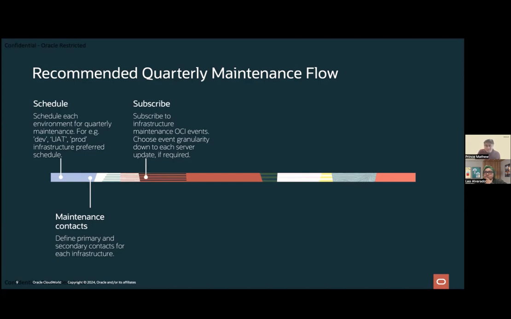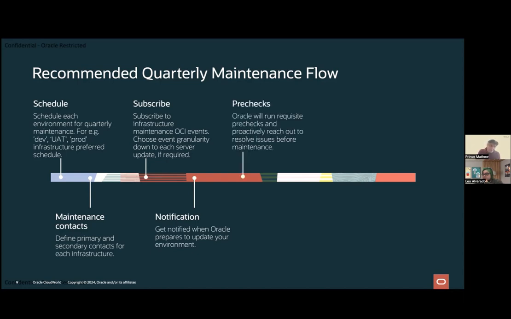This is through the OCI's events framework, which you can subscribe to for any cloud managed resource, which includes your Exadata infrastructure. And then based on your subscription for the level of events and the kind of contacts, especially for maintenance which is performed on your infrastructure, which is dedicated to you, you get notified when Oracle is preparing for an update, which includes pre-checks which we run beforehand.